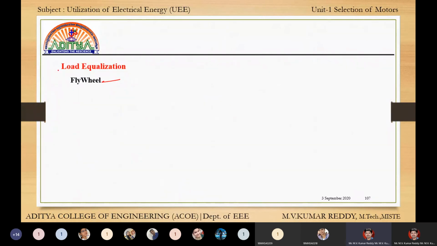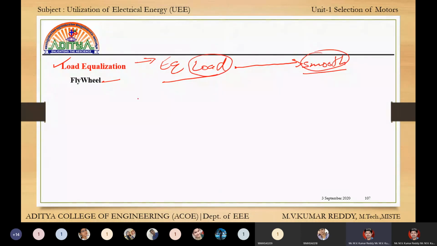This is the new topic, load equalization, and it is the last topic. Load equalization means equalizing loads. That means the load should be maintained constant so that the output will be smooth and operation is very flexible. To get that smoothness, these loads should be equalized. Input is constant, but the loads should be in a smooth condition. To make it smooth, we apply a flywheel.